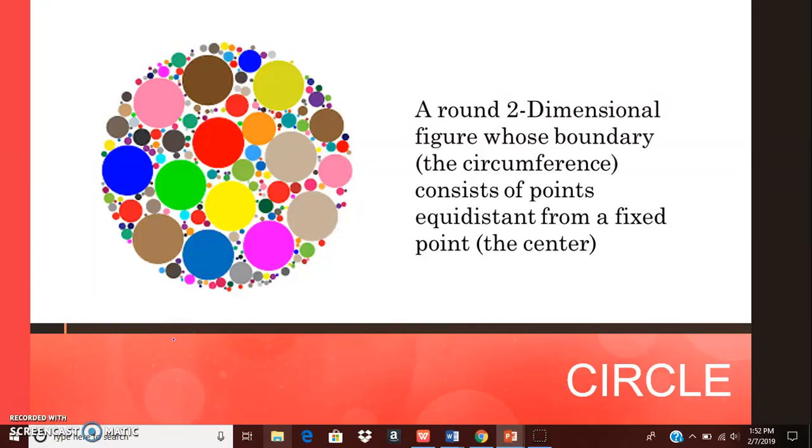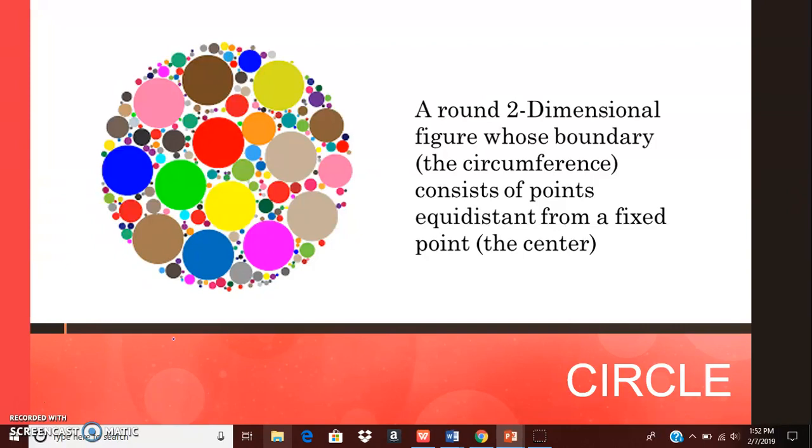Our last shape that we're going to be doing for area is going to be a circle. A circle is a round two-dimensional figure whose boundary, which is called the circumference, consists of points equidistant from a fixed point, which is the center.